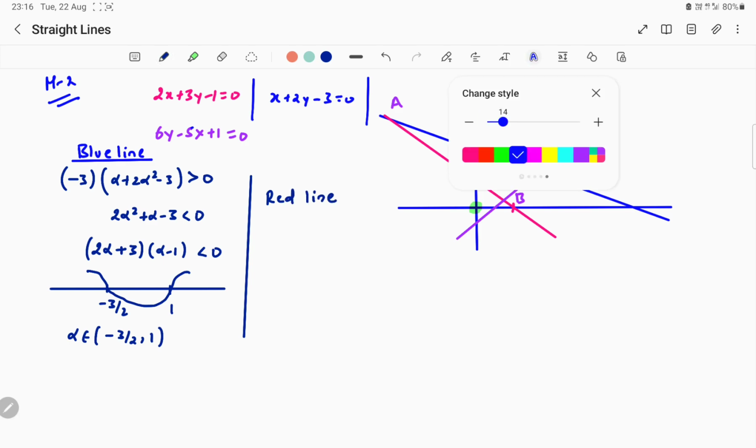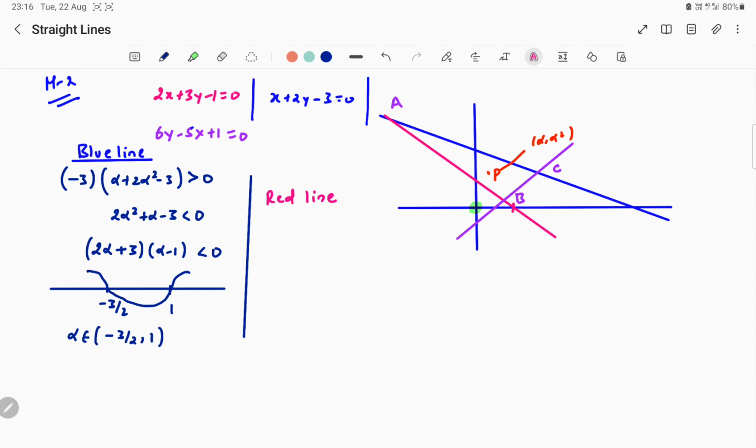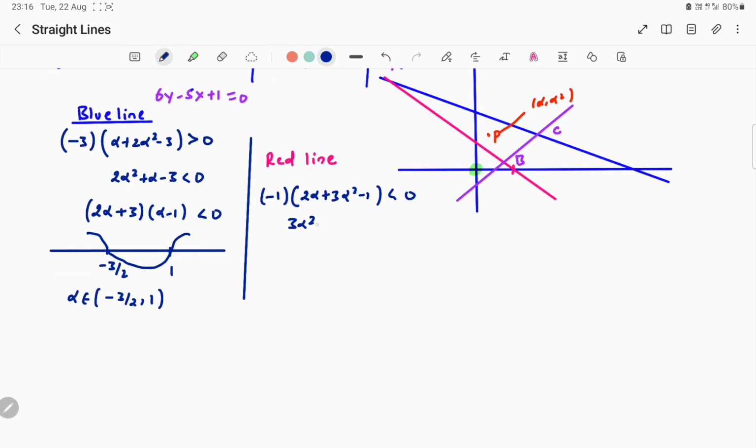So about the red line, can you spot here again that the origin and the point P are on the opposite side, isn't it? So if you substitute 0, 0, it is what? Minus 1 into alpha square. So we get 2 alpha plus 3 alpha square minus 1, and since they are on the opposite side, this will be less than 0. When you divide by minus 1, again you get 3 alpha square plus 2 alpha minus 1 is greater than 0. You can factorize this also, 3 alpha minus 1 and here plus 1, greater than 0.